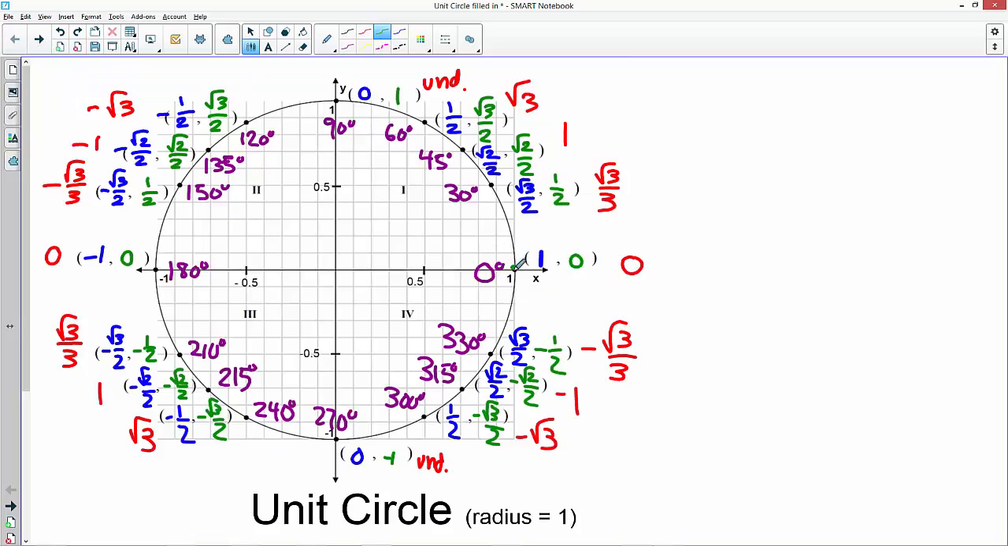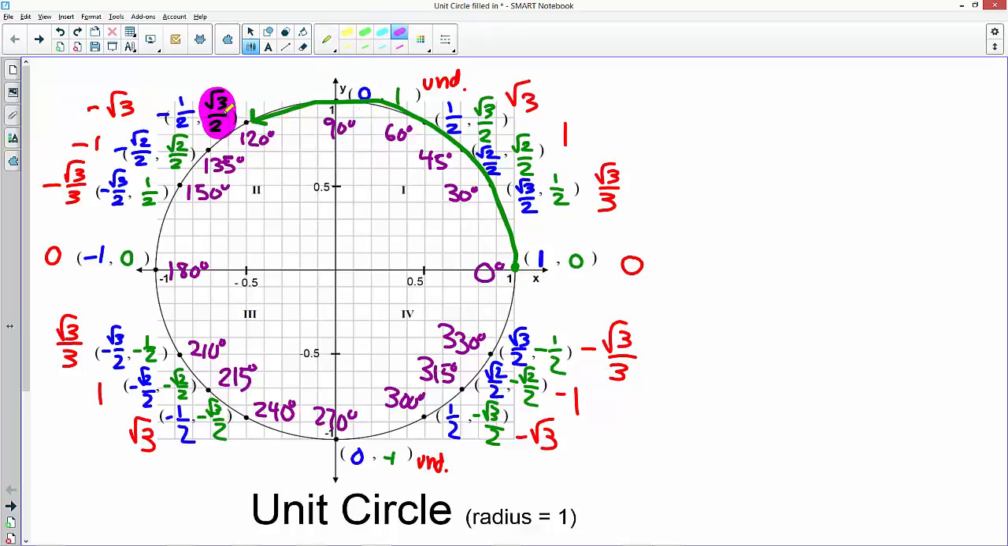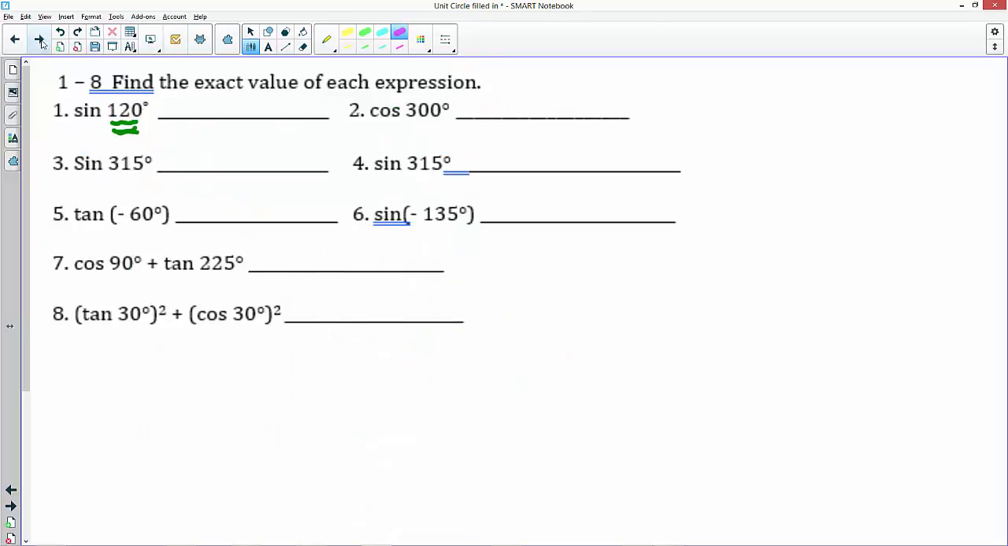So we start at 0 and go around the circle. Now you don't have to do this every time, but just to show you, we're going around the circle counterclockwise until we hit 120. And we're looking for the y value, right? So there's the answer, radical 3/2. Very easy, right? So all these part ones, we did these for a couple of days. Radical 3/2 is very easy.